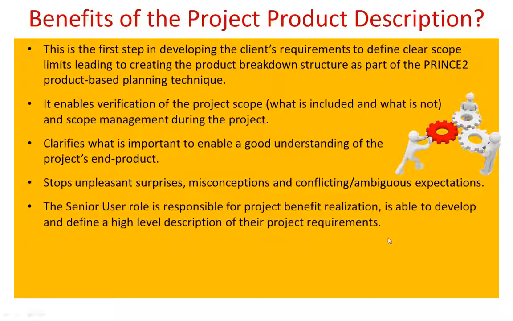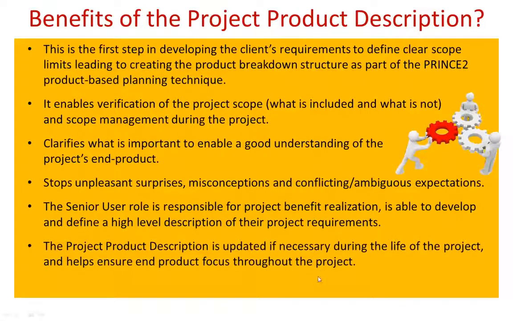Now, the senior user role is responsible for project benefit realization, and that role is able to develop and define a high-level description of their project requirements. Can you see here what the senior user role will be doing is understanding what benefits are required by the organization and working backwards and defining exactly what the project end product must be in order to realize these benefits. So you can see the project product description acts as a vital link in terms of turning requirements into end products. The project product description is updated if necessary during the life of the project, as I'll show shortly, and helps ensure the end product focus remains throughout the entire project.